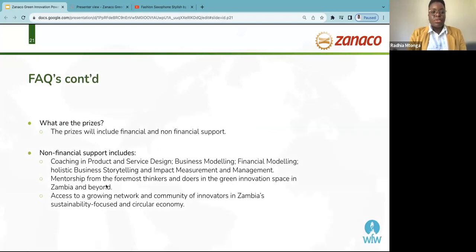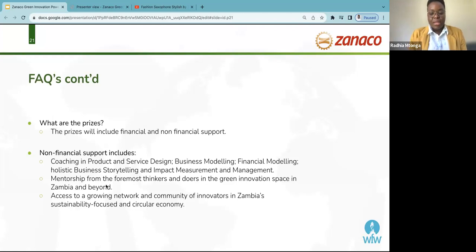The prizes include financial and non-financial support that I think I have already mentioned. You will receive coaching in product and service design, business modeling, financial modeling, and holistic business storytelling, as well as impact measurement and management. And I should mention that all of these are tailored to sustainable businesses, so businesses on the green side of businesses.